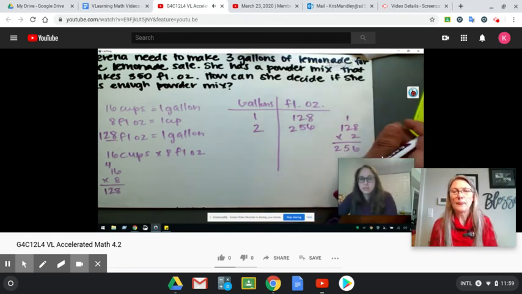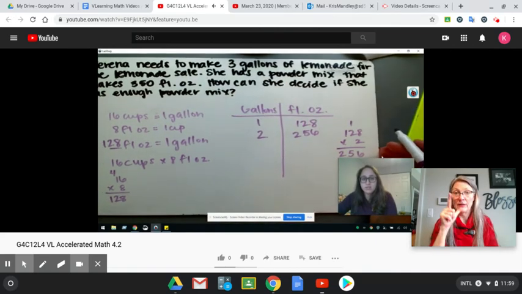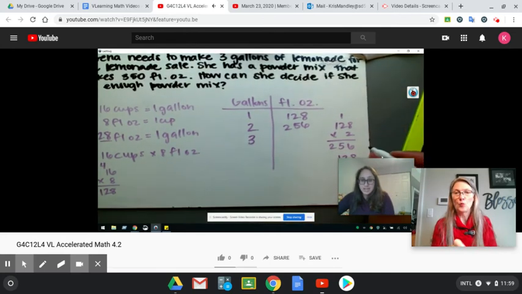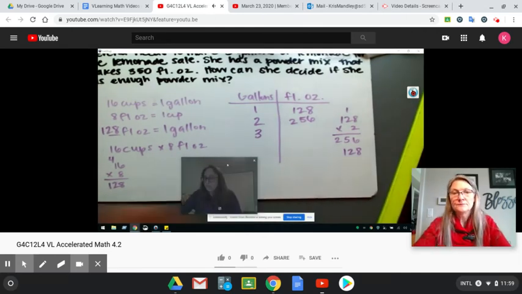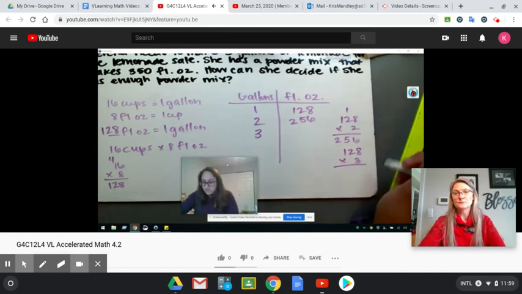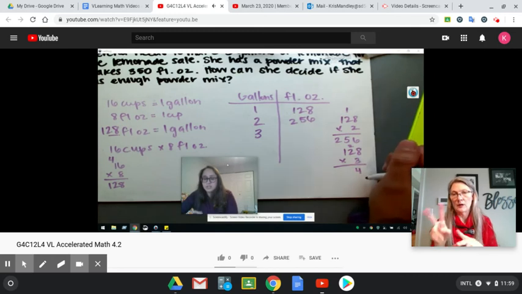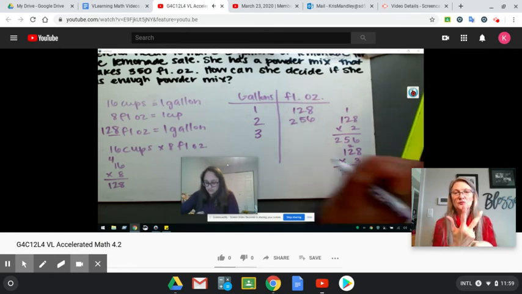I'm going to keep going because it says that she needs to make 3 gallons of lemonade, right? And I know that I have 350 fluid ounces. So let's see, in 3 gallons then, I'll need to do 128 multiplied by 3. Let me move myself so you can see. If we do that, 8 times 3 is 24. 3 times 2 is 6. Plus 2 is 8. And 3 times 1 is 3. That's 384.